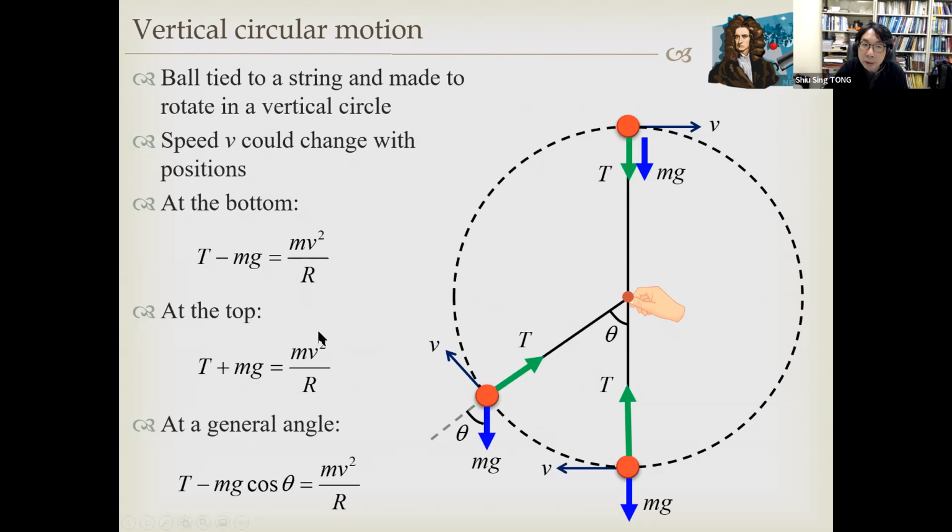Now in these three cases, although I write the same v, in fact the T and the v may be different. In some positions, the T may be larger, and in some positions, the T may be smaller. And also the v may vary, depending on how you swing the object. Different swinging methods will produce different T and different v. But as long as you are at a given position, these three equations always hold. For example, at a general position, you always have T minus mg cosine theta equal to mv squared over r. And if you are at the top, you have this equation, and if you are at the bottom, then you have this equation.